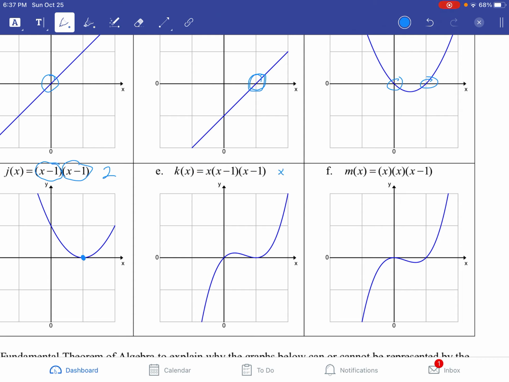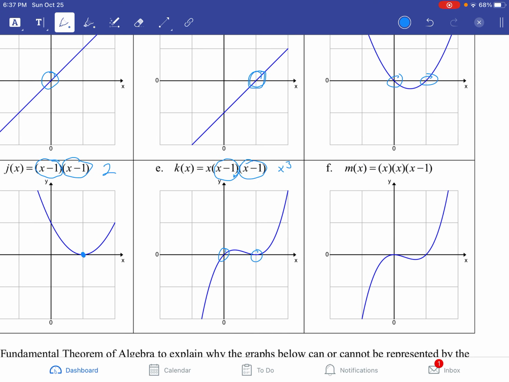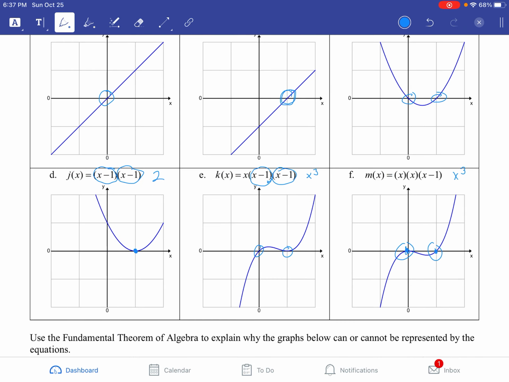Here we have x to the third, and we have 1 and 2 spots, again because the multiplicity of x minus 1 is 2. It could have up to 3 spots that cross the x-axis, but this one only has 2. And then here you have x times x times x, x to the third. We have one spot where it crosses the x-axis and another spot, but that's it. So it has a degree of 3 but only 2 spots where it crosses the x-axis.